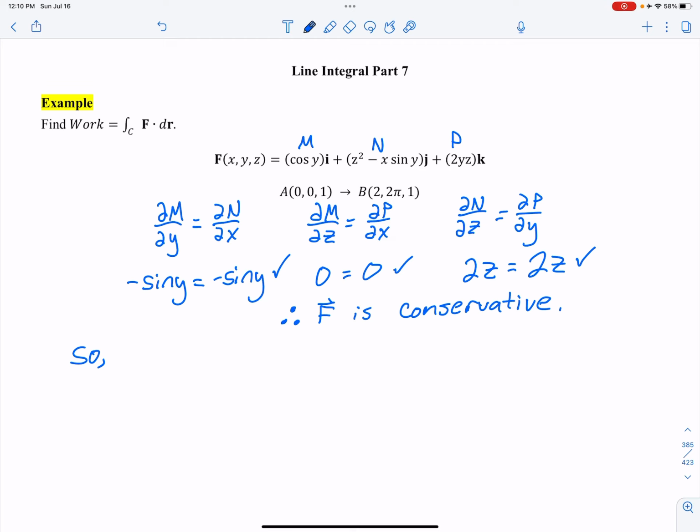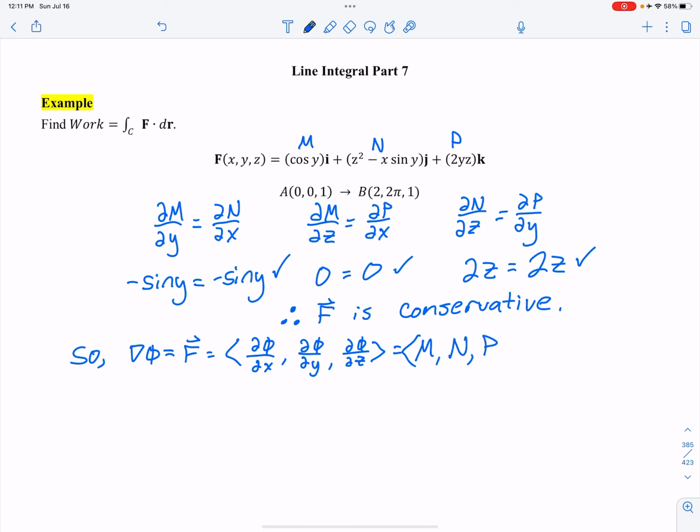So we'll work backwards. The gradient of phi is equal to F. F now can be redefined in terms of phi as its gradient. So phi partial derivative with respect to x, derivative with respect to y, and partial derivative with respect to z. And that's going to be equal to M, N, and P.